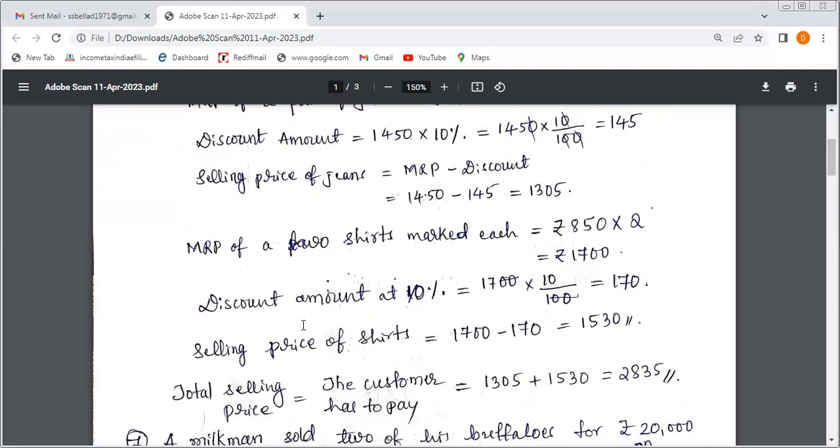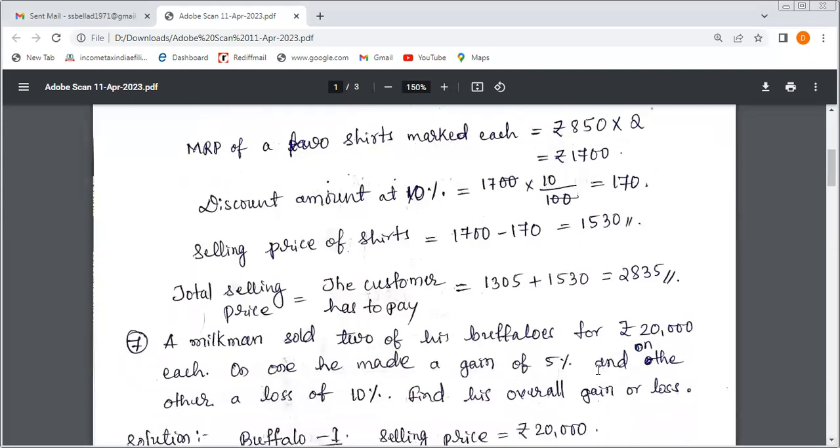Next, calculate the discount amount at 10%. So the MRP of two shirts is now 1,700 into 10%. This 10% you are writing as 10 by 100 and cancel the zeros. Here you get 170 as the discount amount. So next, the selling price of the shirts is 1,700, the MRP, minus the discount amount you have to do. So this gives 1,530.